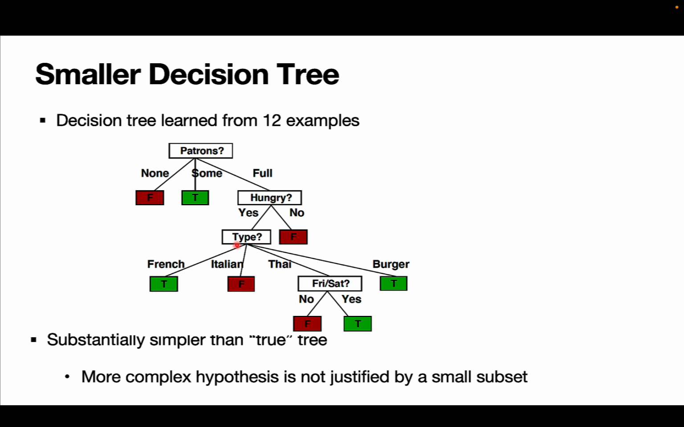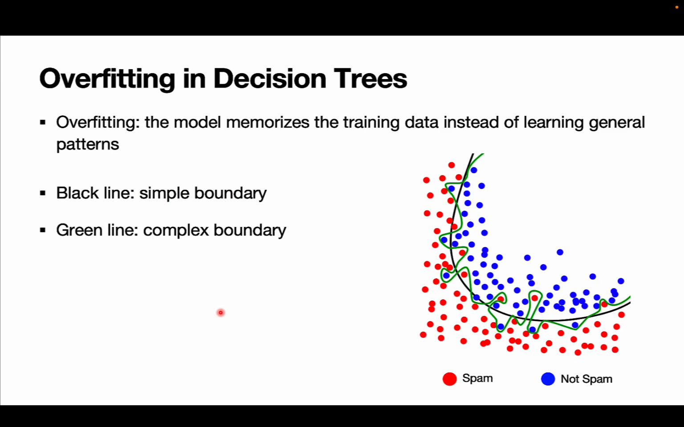that can generalize better. Overfitting can happen in decision trees, which means the model memorizes the training data instead of learning the general patterns. In this visualization, we have a two-class problem, spam, no spam. As you can see, the black line, which is a simple boundary, was able to separate most cases, but it made a few mistakes. On the other hand, the green line is more complex.